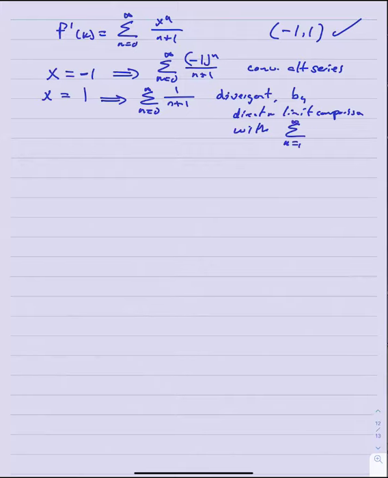When x equals 1, I get the sum from n equals 0 to infinity of 1^n, which is just 1, over n+1, which you'll notice is divergent. And I get that by, again, the simplest way would be direct or limit comparison with the divergent harmonic series. Okay, so what is our interval of convergence for f prime? Well, it converged at negative 1, but it diverged at 1.